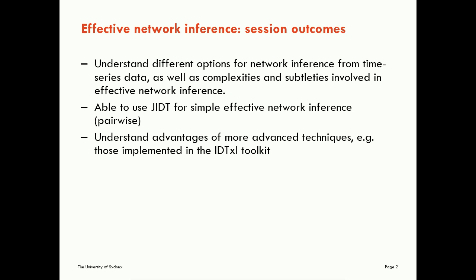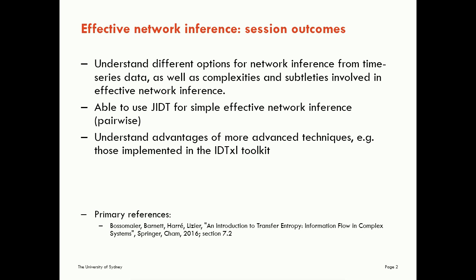And we'll talk about more advanced multivariate techniques, which we can do with the measures that we have talked about in our past lectures. We're going to talk about their pros and cons, and I'm going to show you how they can be implemented using these measures and point you to a more advanced toolkit, IDTxl, that implements those algorithms using JIDT under the hood. The primary reference for this session is a section out of the Bossomaier and company book on introducing transfer entropy that deals specifically with inferring network structure using these kinds of measures.